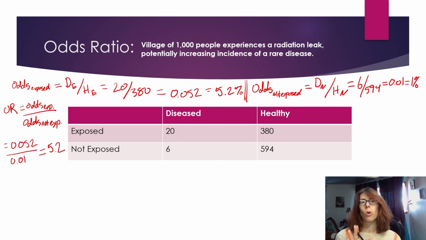And just note, you can work with the percentages or you can work with the raw numbers. It really doesn't matter as long as you maintain consistency between all your steps. So you interpret this the same way you would relative risk. You are 5.2 times more likely to get the disease if exposed to the radiation.